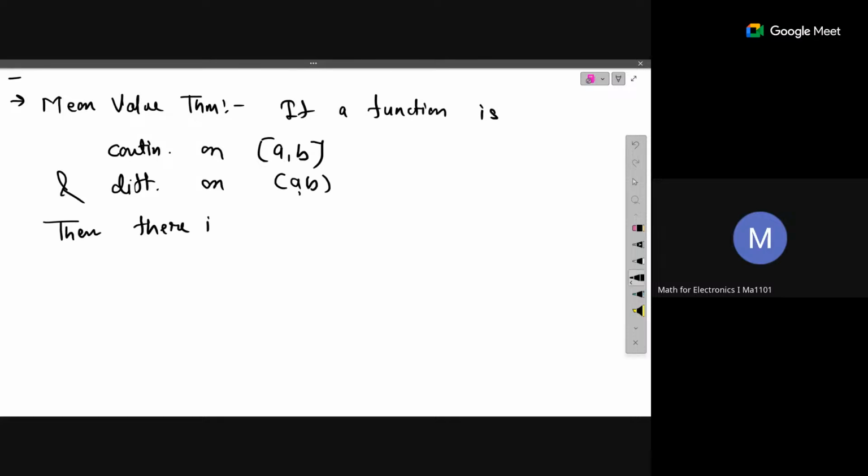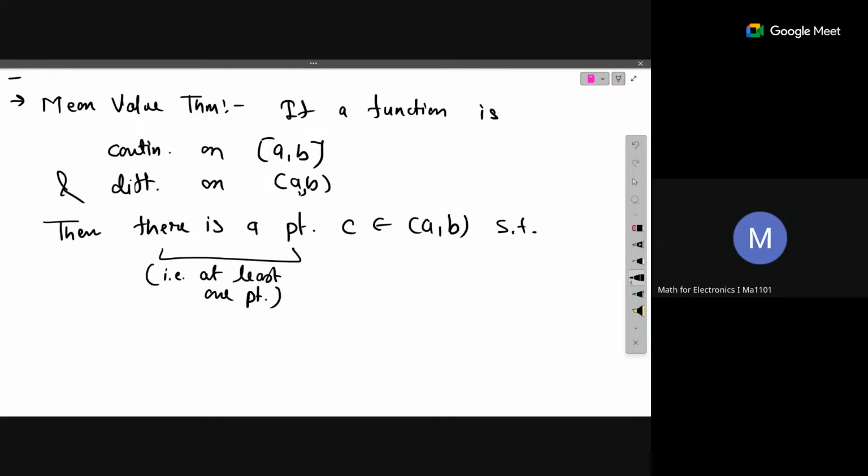there is a point. Again, this also tells us about the existence of a point. It does not tell us that you will get 1 point or 2 points or 3 points. It says that you will get at least 1 point. Okay, so if a function is continuous over the closed interval AB, differentiable over the open interval AB, then there is a point C belongs to open interval AB in such a way that the derivative f dash at C is nothing but equal to f of B minus f of A by B minus A. Right? So this is the main mean value theorem.